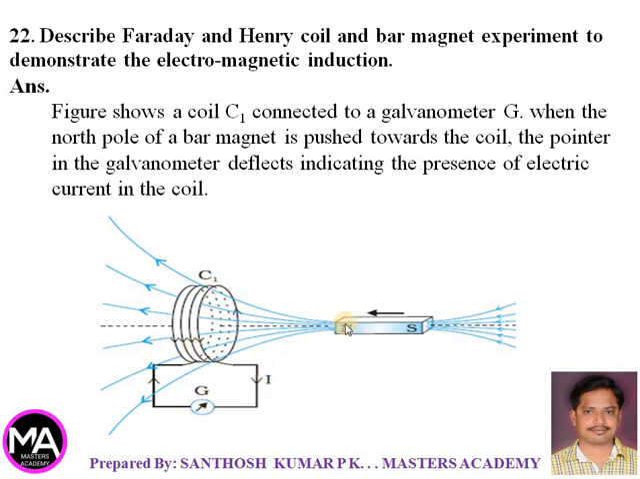Whenever this north pole is taken away from the coil, there will be a deflection, but in the opposite direction, which indicates there is a reversal of current. Similarly, whenever the south pole is brought towards the coil, there will be a deflection, but in the opposite direction to that for the north pole.